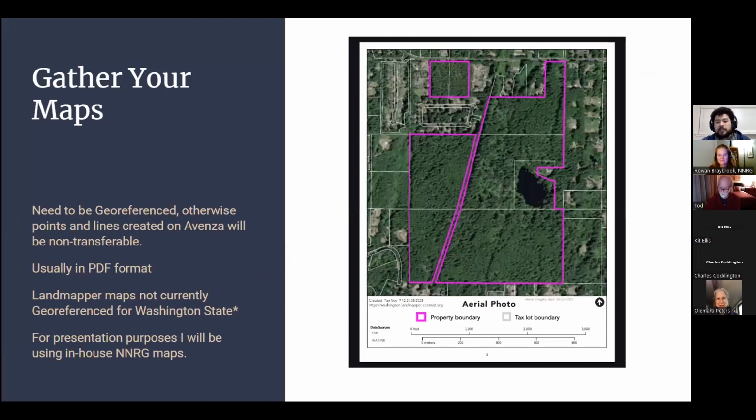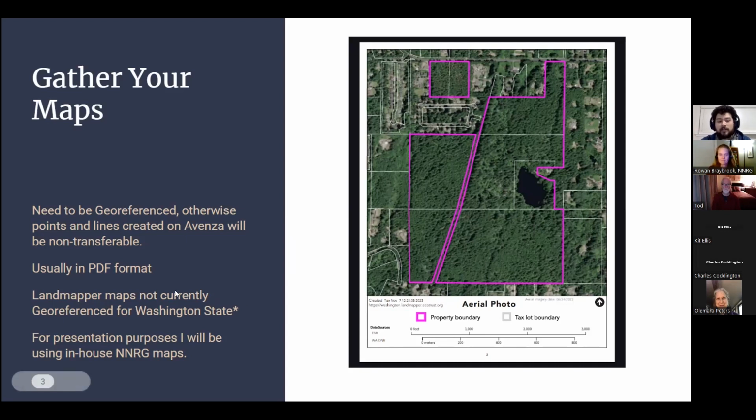So the first thing you need to do is gather your maps. As Rowan alluded to, Land Mapper maps aren't currently geo-referenced. So the problem with that is you can't really share any of the points, lines, any features that you create on Avenza without it being geo-referenced. But on top of that, you can't even use the maps in general. It won't actually let you create these features. So it's important that you have geo-referenced maps.